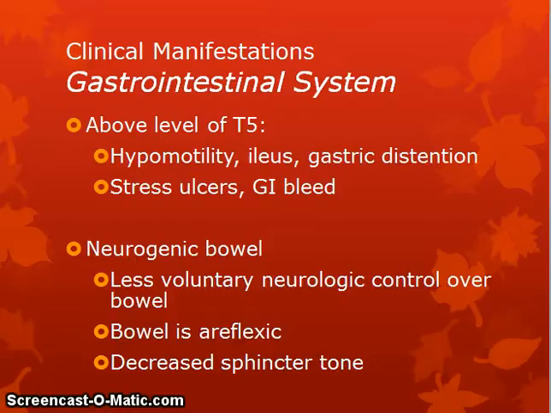In their GI system, if they damage anything above the level of thoracic 5, they're going to experience a slowing of the motility, or movement of things through their GI tract. That puts them at increased risk of having ileuses. And remember, we talked about those with bowel obstructions and the GI content. Their abdomens can also have gastric distension, and they're at risk for ulcers and bleeding.